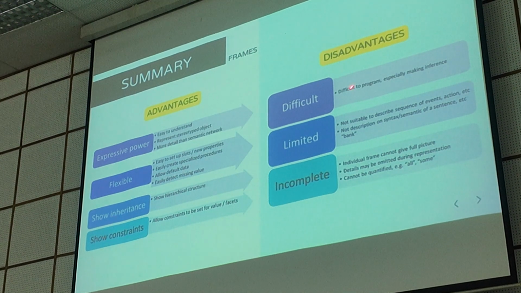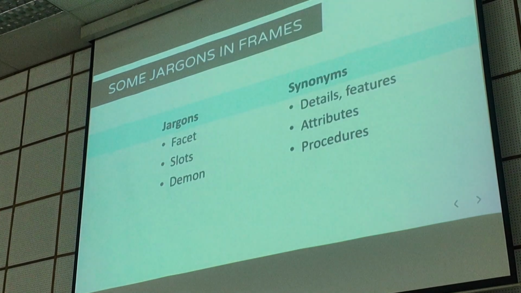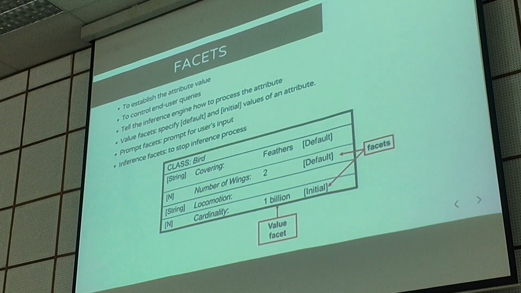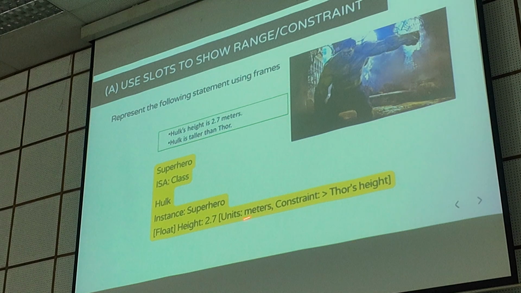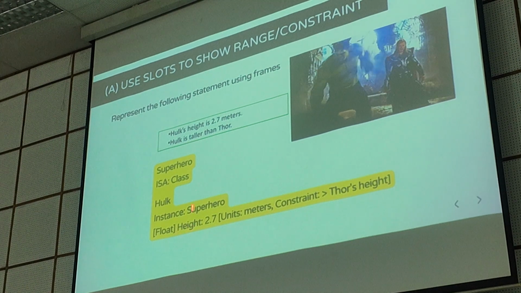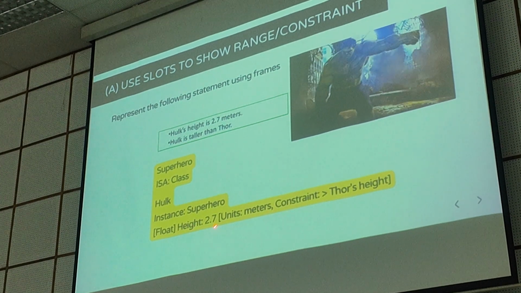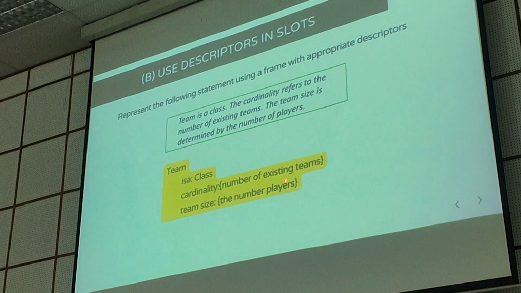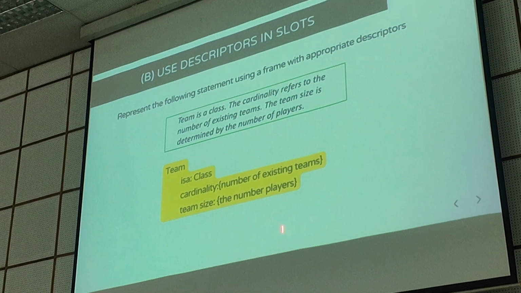But the disadvantage of frames is that they are not able to show the flow or the sequence of events, just like semantic networks. Okay, so let's cover a little bit more detail. What are the things that we can store in the values here in the slot? So we can store values, right? For example, the height is 2.7, so we can put the value. We can also put a description here. It is not necessarily a numeric value, but it could be a description.